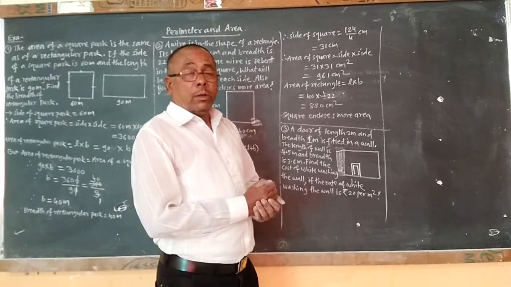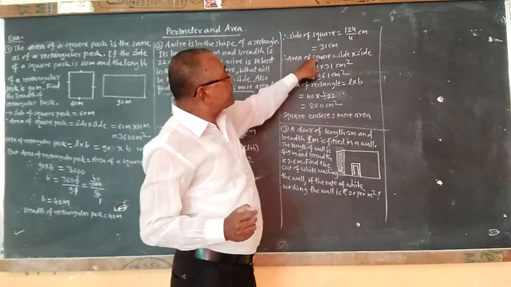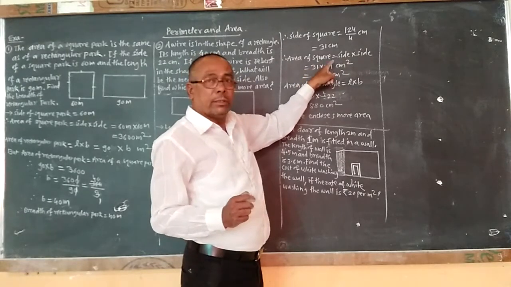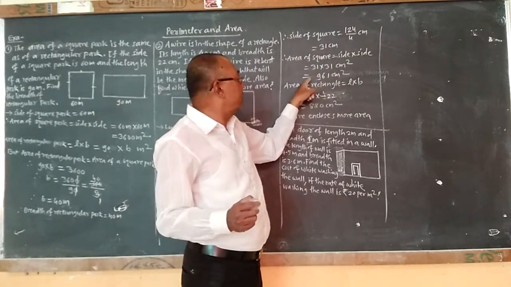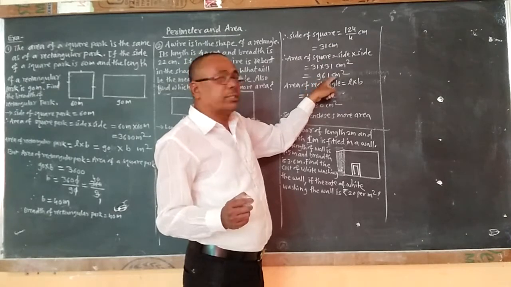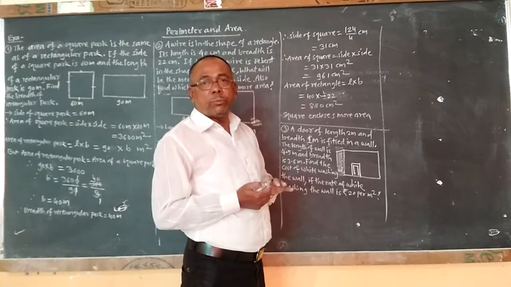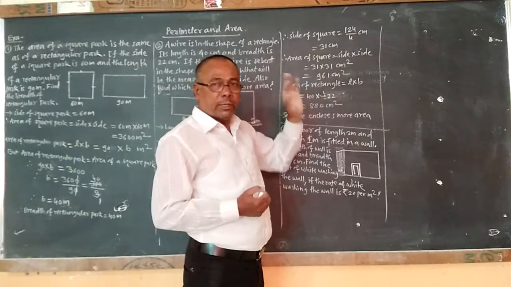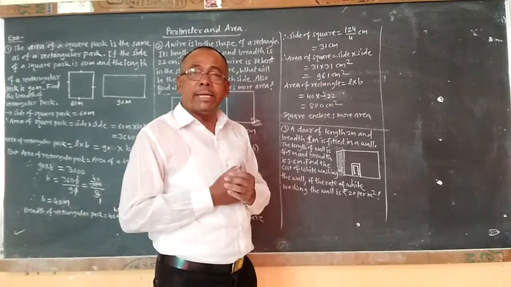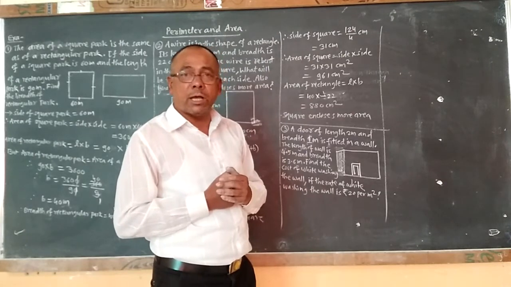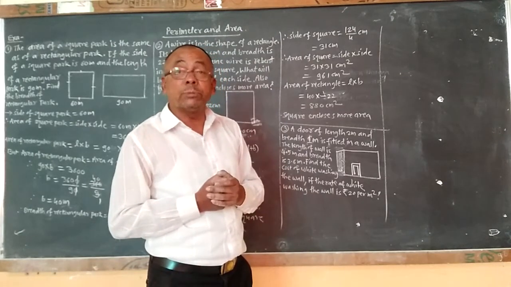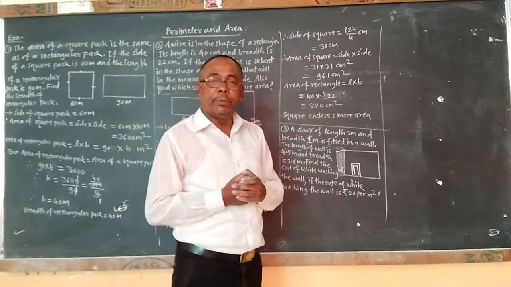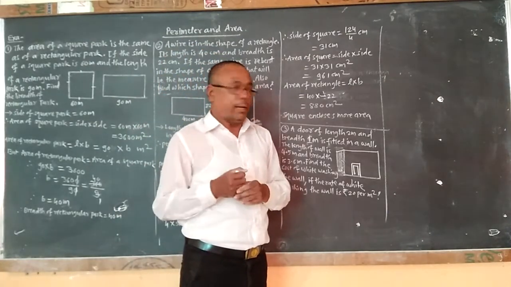Now we know that the area of a square is equal to side into side, and that is equal to 31 into 31 centimeter square. So it will be 961 centimeter square. This area of the square is 961 centimeter square. Now we will find the area of the rectangle, because we are asked which shape encloses more area.